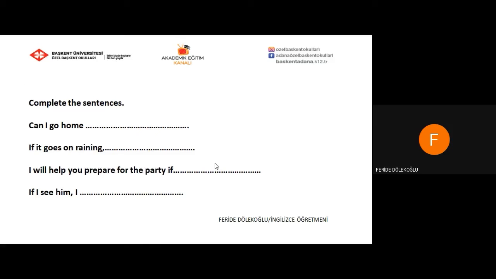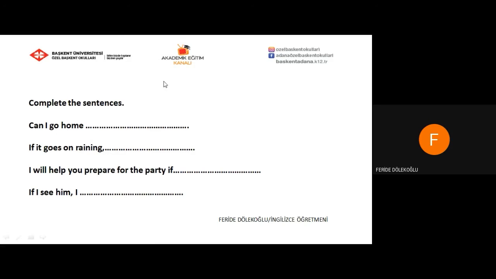We have one more exercise. It says complete the sentences. You see the beginning of the sentence and we will complete the rest of the sentence, okay? And we will use type 1. Remember the rules. In the if clause, you use present simple. In the main clause part, you will use will. And if you want, you can use modal verbs too.